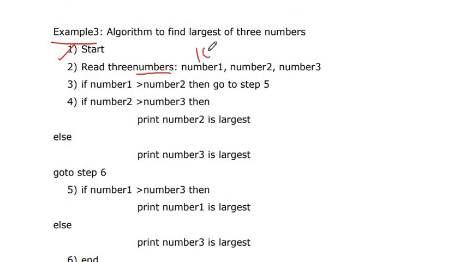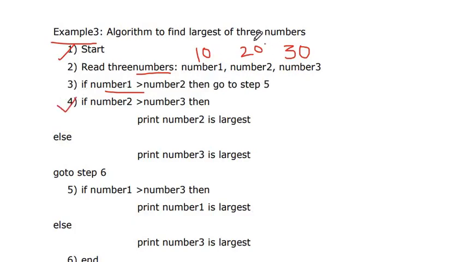First we have to read three numbers. They are 10, 20, number 3 is equal to 30. You can take any numbers, but here I am taking 10, 20 and 30. Now if number 1 is greater than number 2, what is the number 1 value? 10. What is the number 2 value? 20. If this condition is true, then only we must go to step 5. Otherwise we must go to step 4, right?